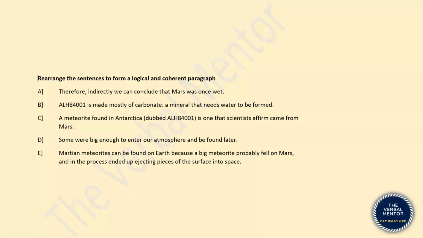Alright guys, let's look at this parajumble question. Therefore, indirectly we can conclude that Mars was once wet, okay? Which means the previous sentence must have given us some evidence for the existence of water on Mars.